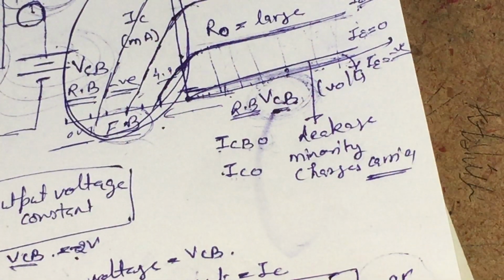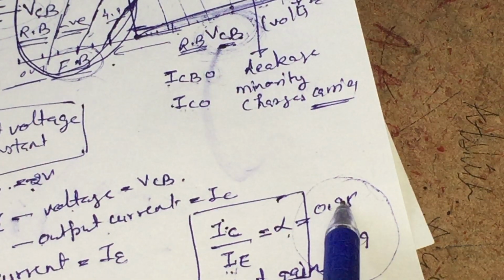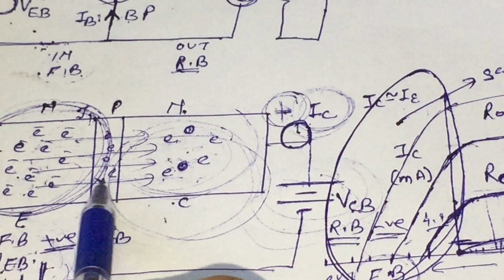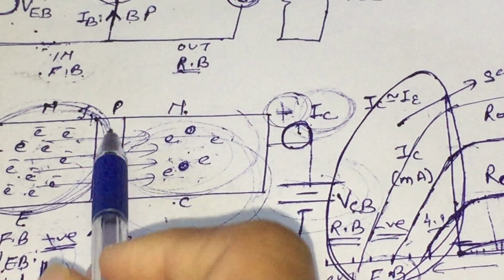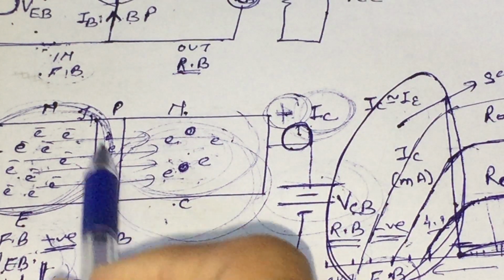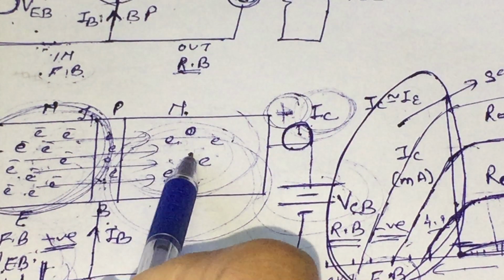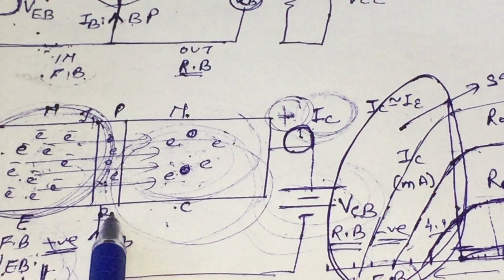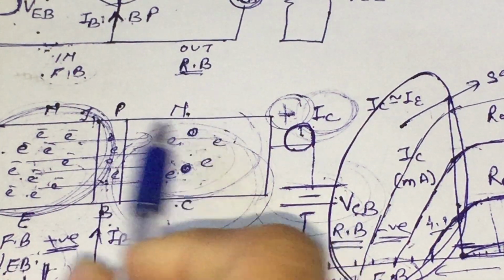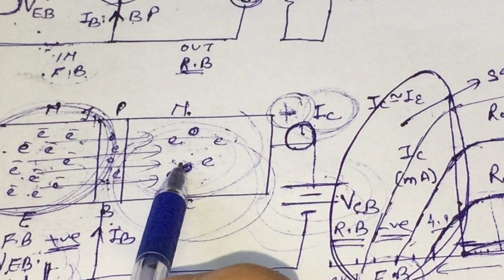To increase the value of alpha to 0.98 or 0.99, we can narrow the base region and decrease the doping. If we decrease the doping, the number of electrons undergoing recombination will decrease, and out of 100 electrons, 98 or 97 electrons will move towards the collector region. And if we make this region narrow, they can easily diffuse from the emitter region into the collector region with small chances of recombination.